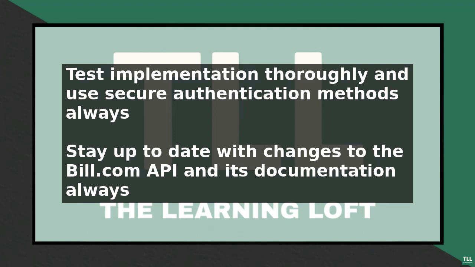Best practices for syncing Bill.com API documentation include testing your implementation thoroughly, using secure authentication methods, and monitoring API performance and usage. You should also stay up to date with changes to the Bill.com API and its documentation, and adapt your implementation accordingly. By following these steps and best practices, you can successfully sync Bill.com API documentation and build robust and scalable applications that integrate with the Bill.com platform.